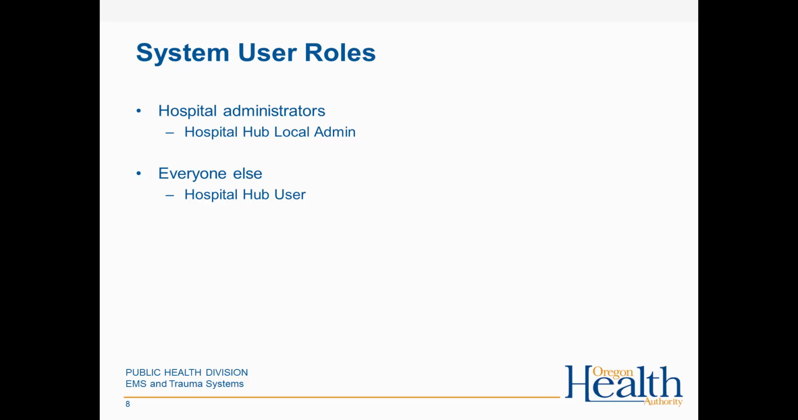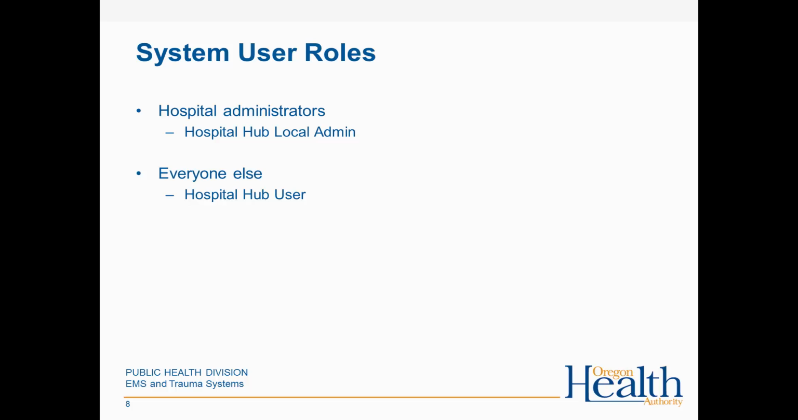Well, it's time to get hands-on and log into Oregon's EMS Data System. There are two types of user roles. Hospital administrators have a role called Hospital Hub Local Admin. And using that role, they can set up access for other users. Everyone else has the Hospital Hub user role, which allows them to access patient care reports and record hospital outcomes on those reports.